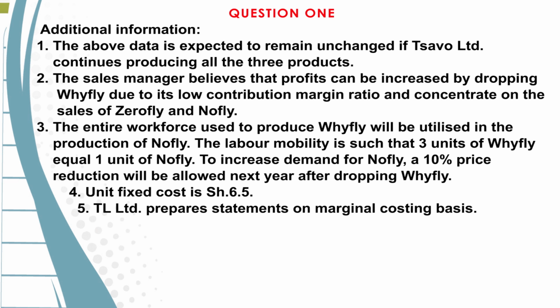Number 3, the entire workforce used to produce Wi-Fi, which is going to be dropped, will be utilized in the production of no fly. Underline that statement. That tells you that the activities in producing zero fly will not change.